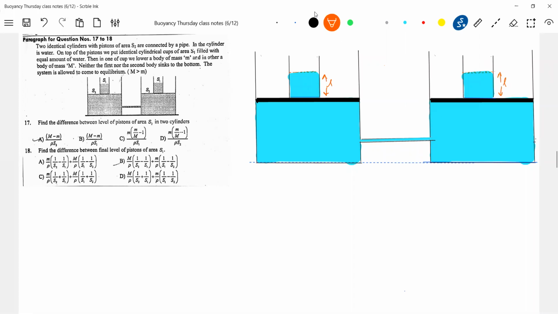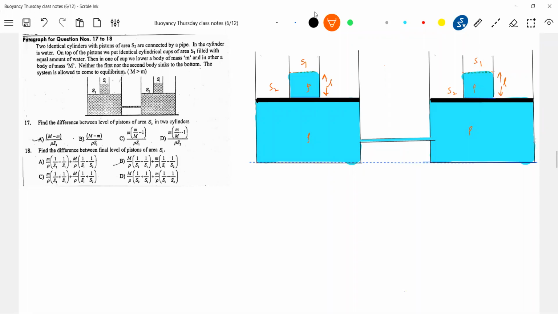Now start the problem. So the area of cross section. This is S1. This is S2. So the liquid is there of the same density, rho, and rho. Till here, okay. What all that is there? I think I just do the same thing.